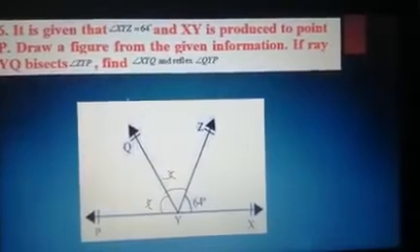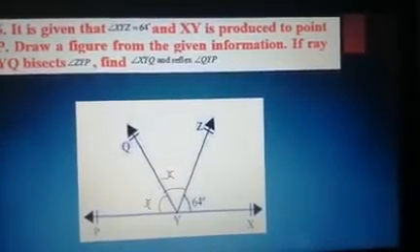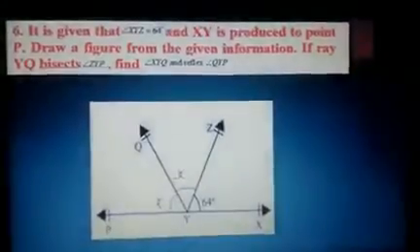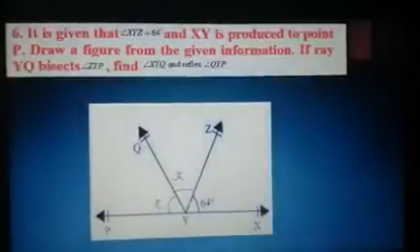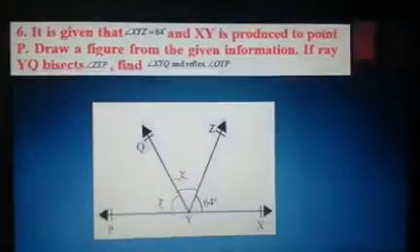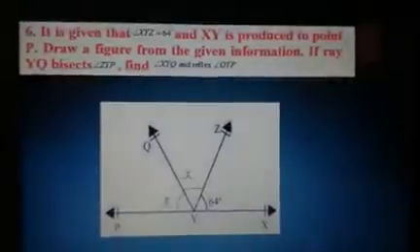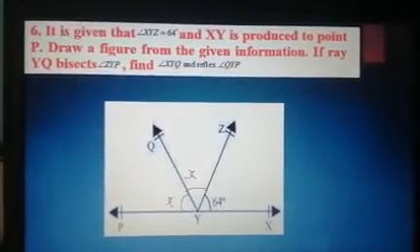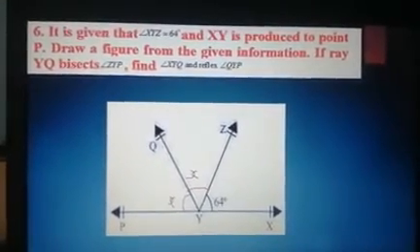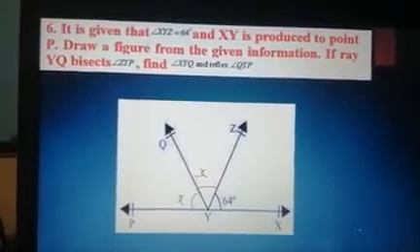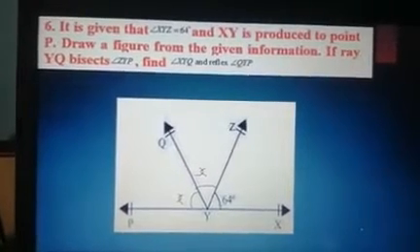So we are supposed to find XYQ and the reflex of XYP. First find out XYQ, this one, XYQ, you'll be finding it. And then you're supposed to find the reflex of angle XYP. The reflex of XYP is very simple.